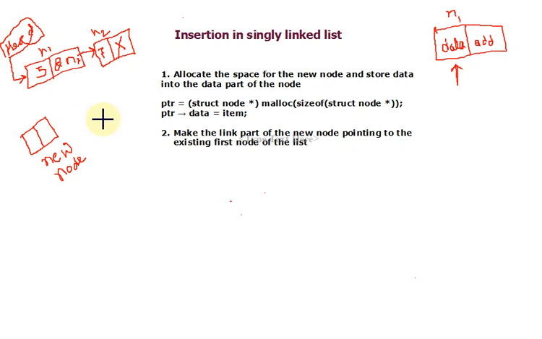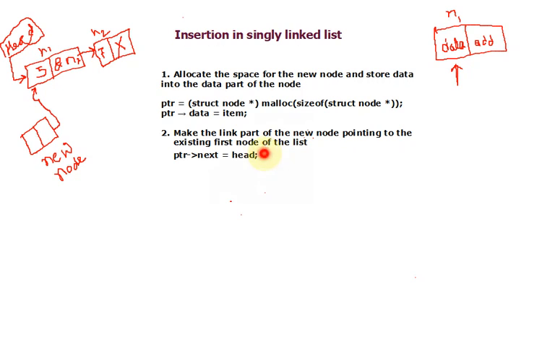And what we are doing, we are creating a new node. So we make the link of this new node point to the existing first node. It means the existing first node will be pointed to by this new node. Then after, how can we write the code of this?